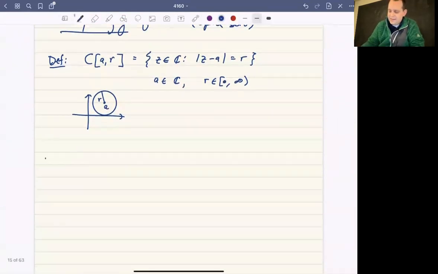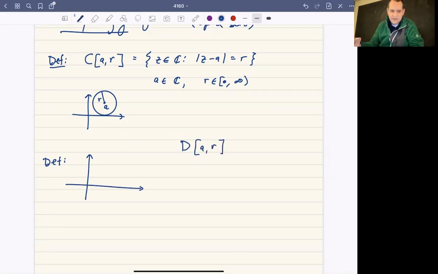There's also the disk of radius R centered at A. This one's going to be a little bit tougher to draw, but this will be denoted D of A, R. So this is the open disk of radius R centered at A. And what that means is that it's going to be all the complex numbers Z such that the modulus of Z minus A is strictly less than R. So we do not include the circle itself. We're just talking about this disk.